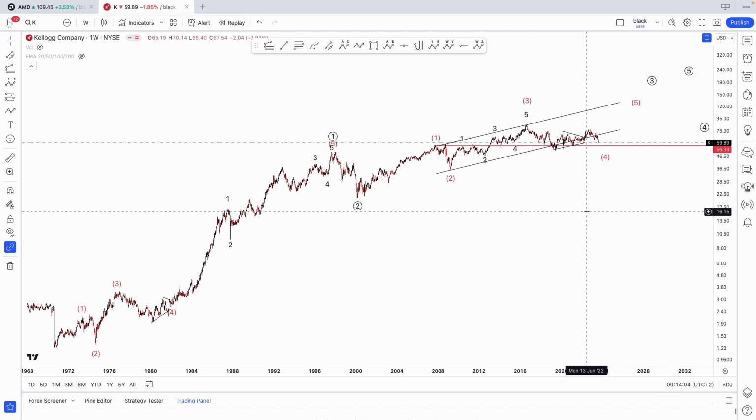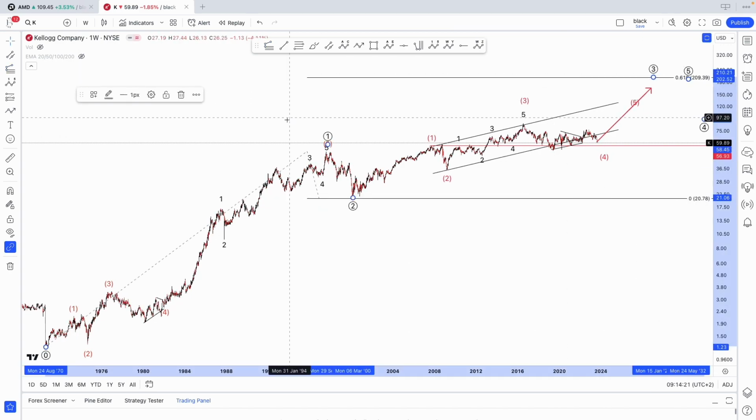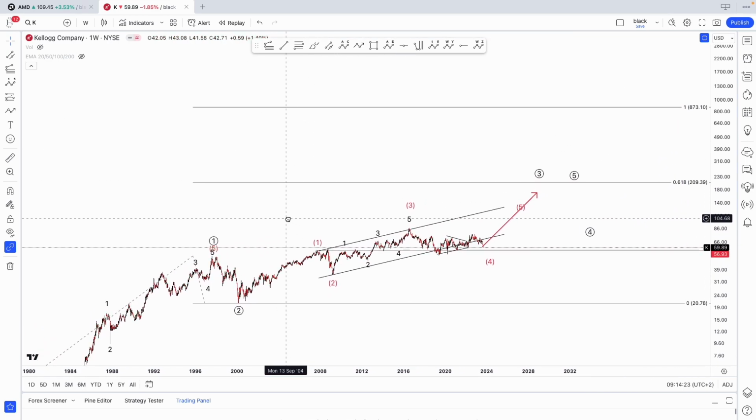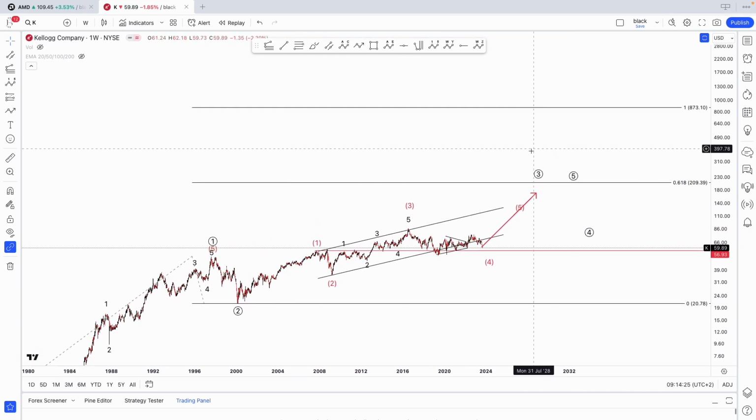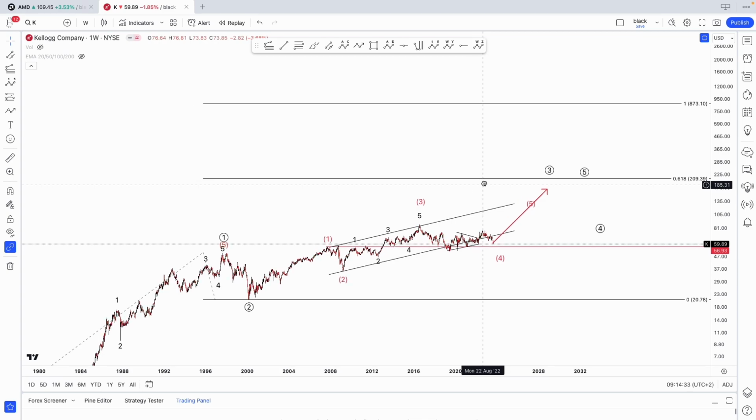Let's assume we will find support soon and turn higher into potential wave 5 of 3, then we can expect at least the 61.8% of 3 against 1, and the next target would be equality at $173. Obviously, that's not something going to happen overnight, but in the long term, we could look for such targets.